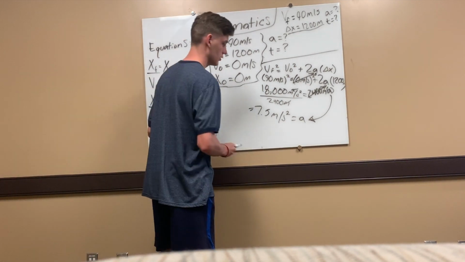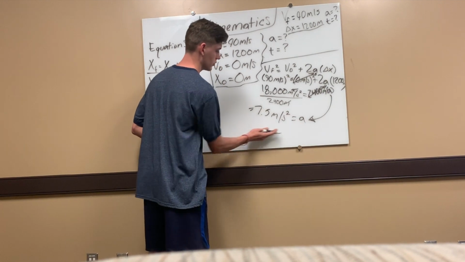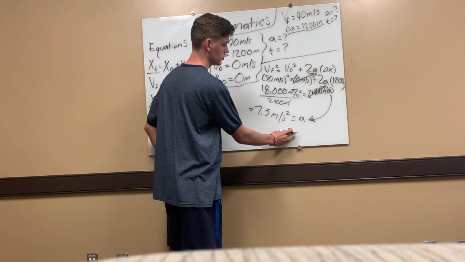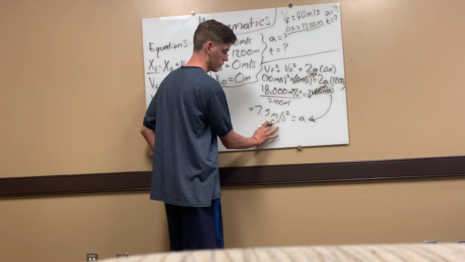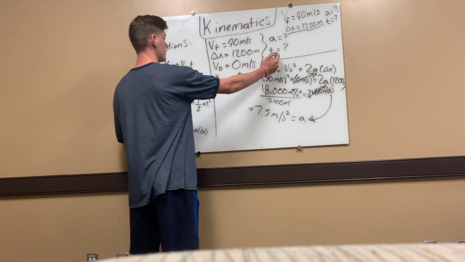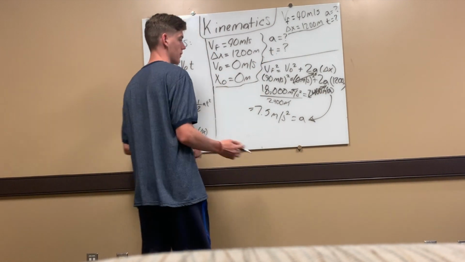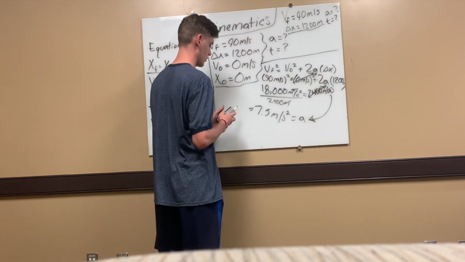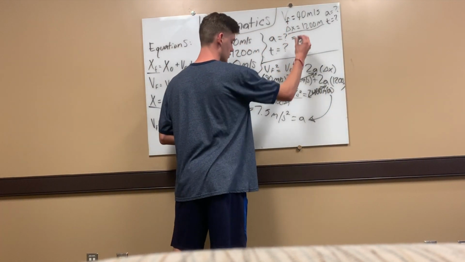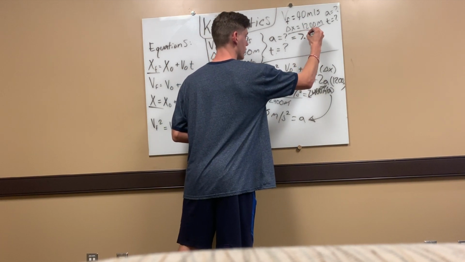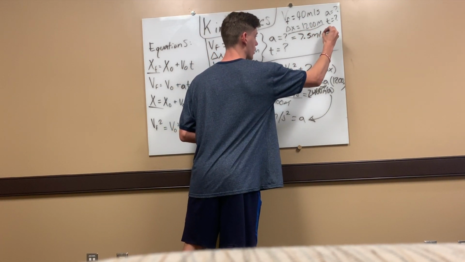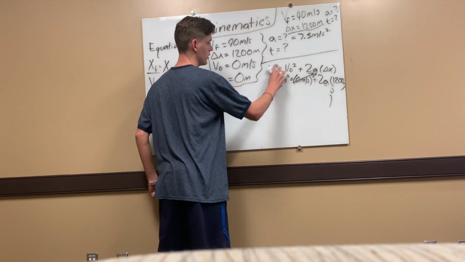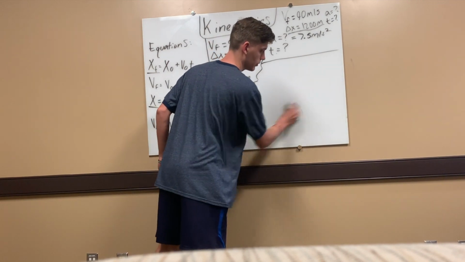A good way to check that at least you're on the right path with what you're trying to find: meters per second squared is the right units for a. So whenever you're trying to find acceleration, make sure you're looking for meters per second squared. When we find time, we're going to try to look for just seconds itself. So the next part of the question, let's go ahead and write that a was equal to 7.5 meters per second squared. Okay, so now we need to find the amount of time it takes for the plane to reach this speed.